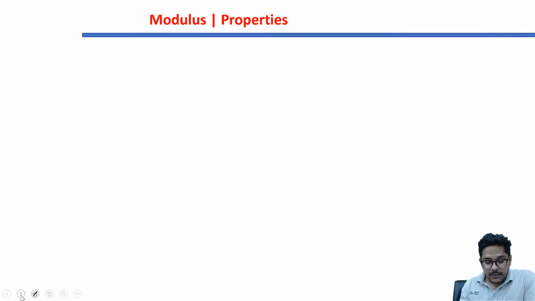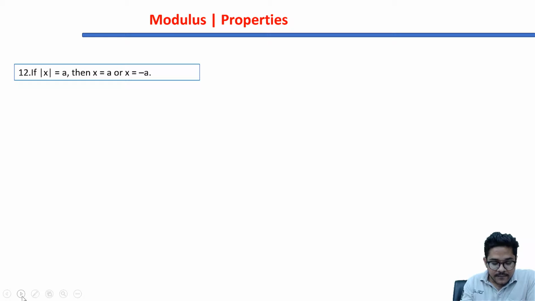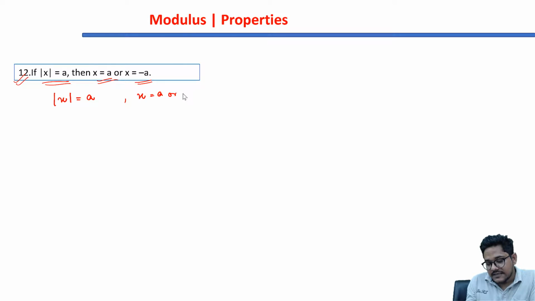Now let's look into some more properties of the modulus function. Again, if modulus of x equals a, then x equals a, or x equals minus a. Of course, when modulus of x equals a, then x can be equal to a, or x would equal minus a, because the modulus function will always return an absolute value or the non-negative value.